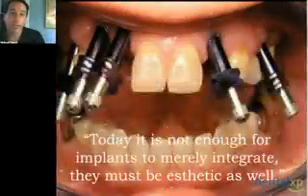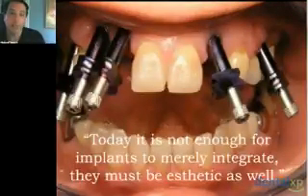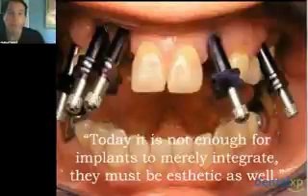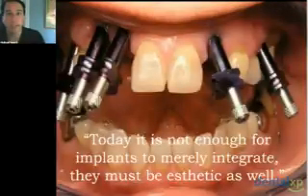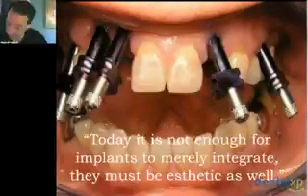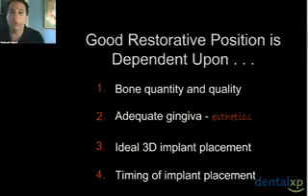One of the requirements for an ideal implant is to have adequate bone in a position not only so the implant can integrate, but adequate bone in a position so that the implants can be placed in an ideal position. So a good restorative position is dependent not only upon good bone quality and quantity, but adequate gingiva, which we need for ideal aesthetics. And the implant must be positioned in an ideal 3-dimensional position.